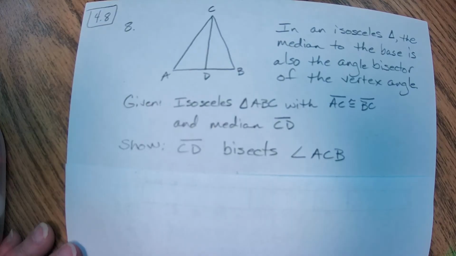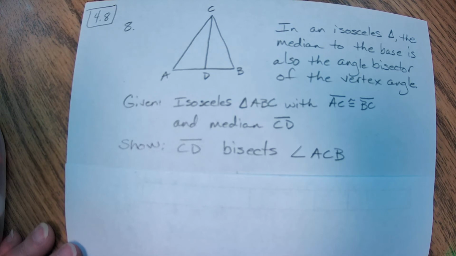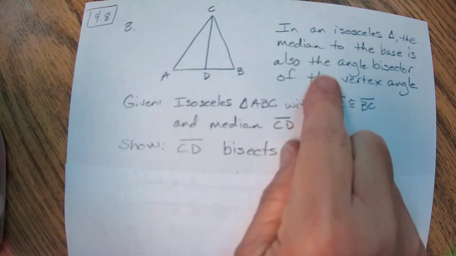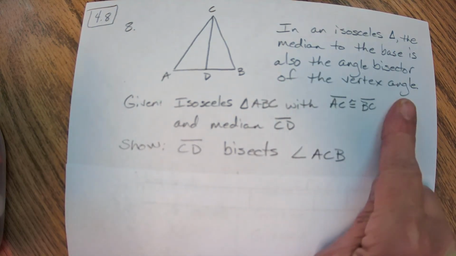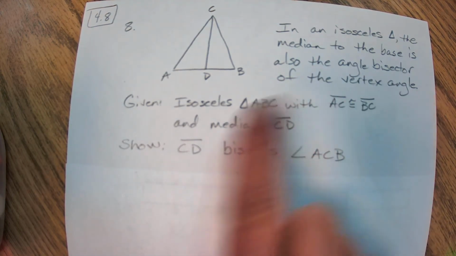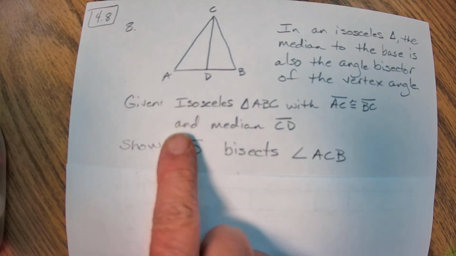I'm going to just go ahead and present section 4.8 right now, and then we'll be done with this chapter. And I'm going to go ahead and do number 8 from your worksheets. So this is the diagram, this is the triangle that's given. And it says in an isosceles triangle, the median to the base is also the angle bisector of the vertex angle. And we're going to go ahead and prove this.